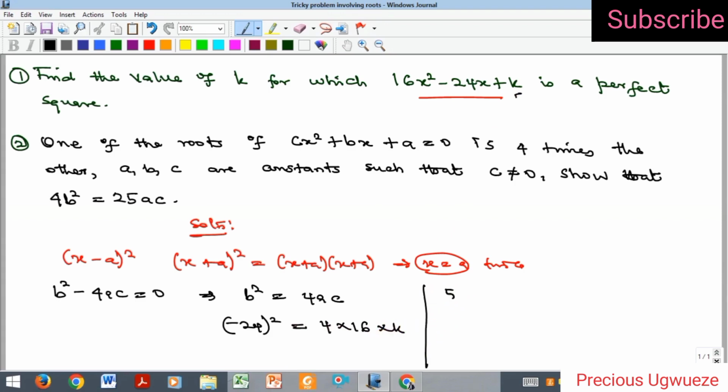Then from here, that will give us 576 equal to 4 times 16, which is 64. So you have 64k, and if we divide both sides by 64, our k will simply be equal to 9, and that is the required solution. So if you put k as 9 here, you will definitely form a quadratic equation that will give you a perfect square when factorized.